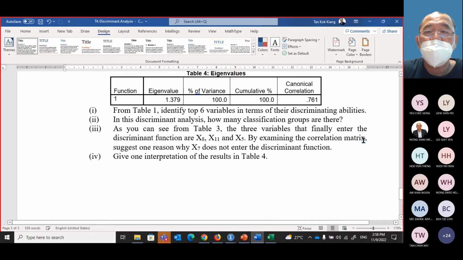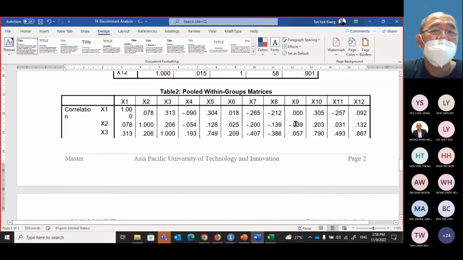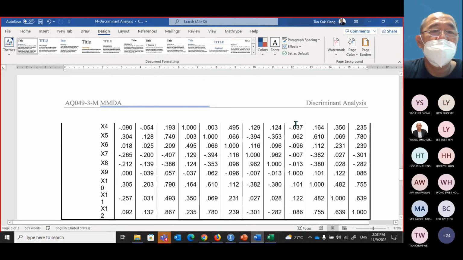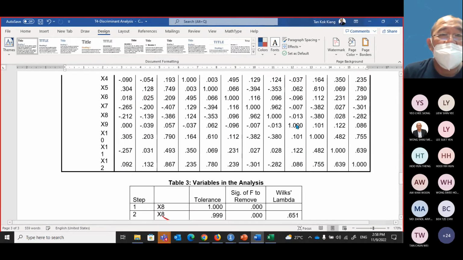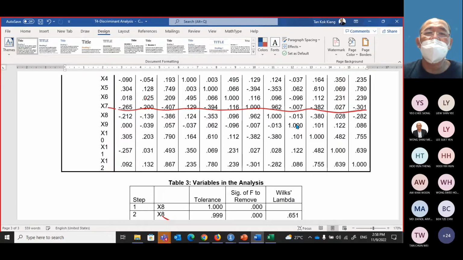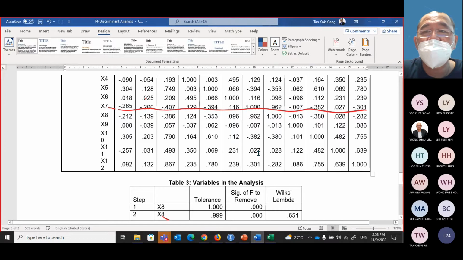By examining the correlation matrix, it suggests one reason why x7 does not enter. Why does x7 not enter? This is x7. So this is the normal correlation matrix.